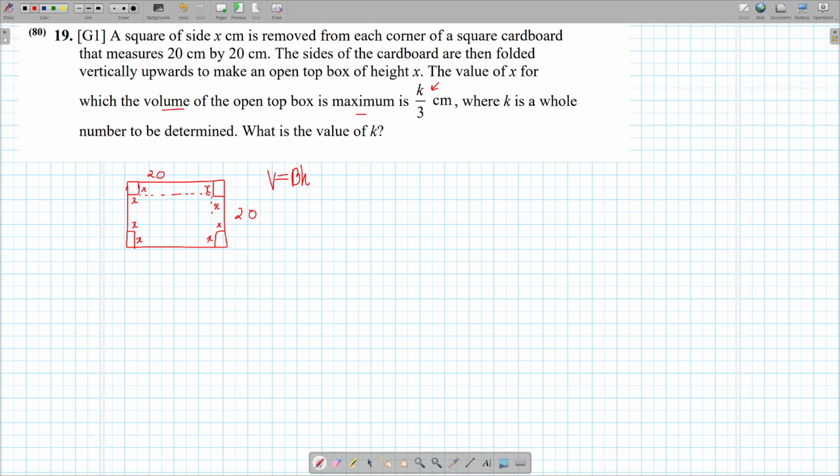Remember, we're taking out x from each side. So the area of the base times height, because it's a rectangular base, right? So it's length times width, right? What's the length? The length is 20 minus 2x, right? And the width is also 20 minus 2x. Why? You had 20 minus x from here and minus x from here, so 20 minus 2x. And the height is x. So this is the volume, right? So we can find the maximum because we only have one unknown, and that's x here.